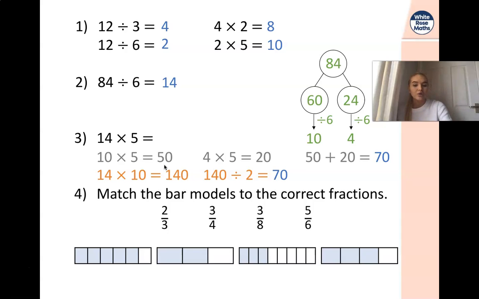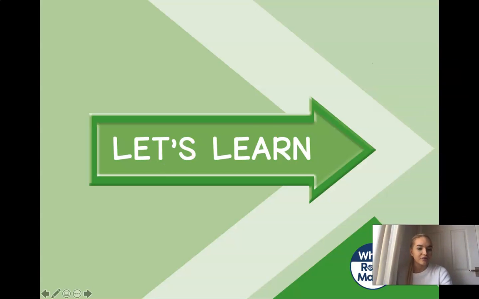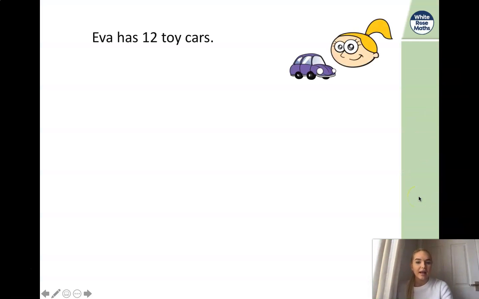And finally then, 2/3 is represented by this bar. 3/4 is represented by the final bar. 3/8 is this one, and 5/6 is this one. Well done if you got all those correct too. Let's have a look at some more questions now.